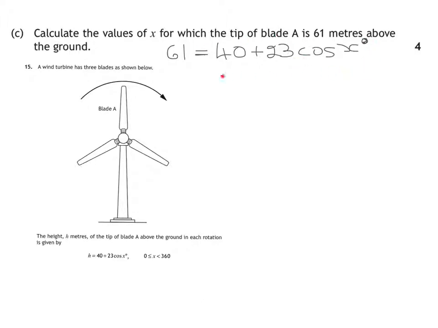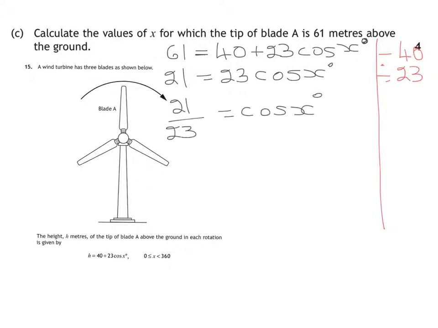We need to solve this equation. We want to get cos x by itself. So stop the video, go and have a think and have a go. Okay, so I'm going to rearrange this so I've got cos x by itself. So first thing I'm going to do is take away this 40. That gets me to, so 61 take away 40 is 21. So 21 is equal to 23 times the cosine of x. I want cos x by itself. I need to divide by 23. Okay, so 21 over 23 is equal to the cosine of x.